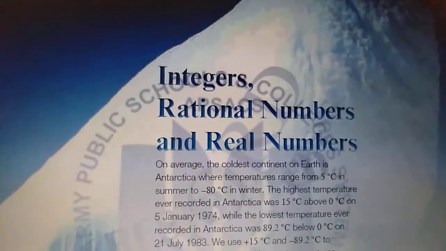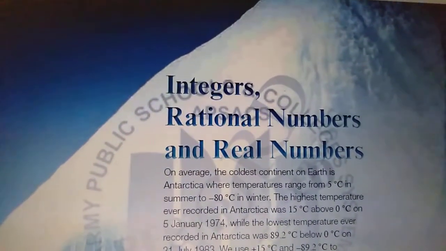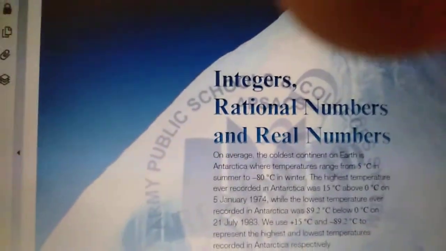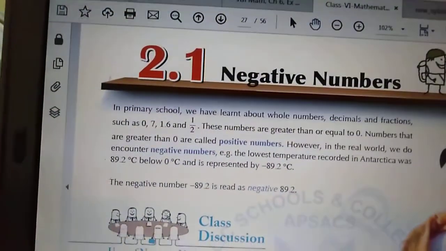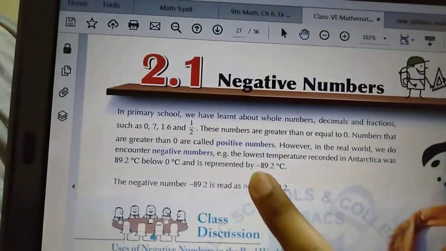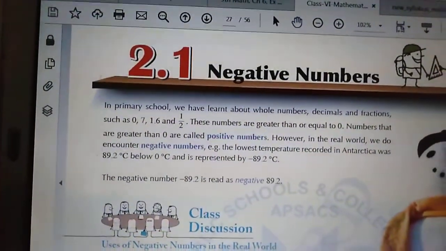Today we are going to start a new chapter, that is integers, rational numbers and real numbers. Before starting this chapter, we should know about the basics of this chapter, like what are integers, what are real numbers. So first of all, we are going to read about the negative numbers. What are negative numbers? Those numbers which have a negative sign with them are called negative numbers.